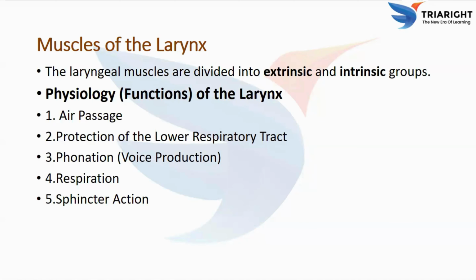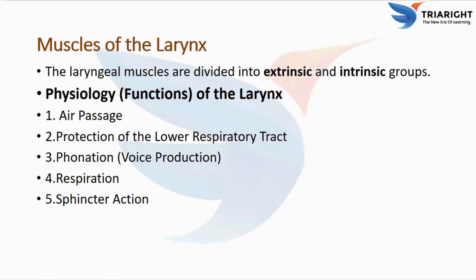So how is the blood supply to the larynx? You all know blood supply to every part of the body, right? So arterial supply and venous drainage, how does it take place in the larynx? It gets arterial supply from the superior and inferior laryngeal arteries, which are branches of the thyroid arteries. Venous drainage is into the superior and inferior laryngeal veins, which also drain into the internal jugular vein.